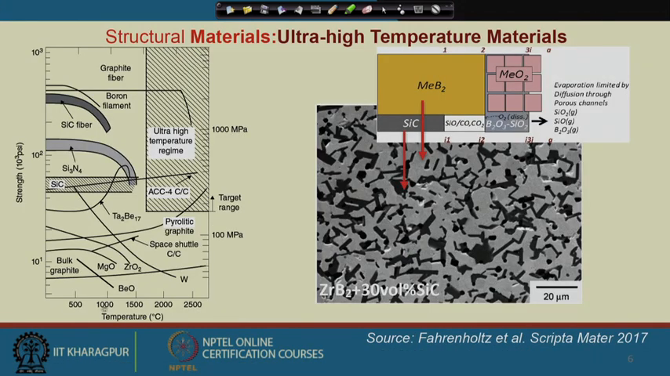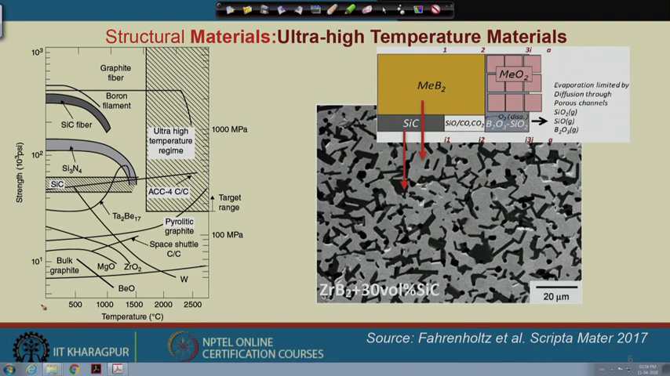So, the same plot is shown here from the last slide, and as we discussed, this is the domain of development for ultra high temperature materials, and these are mostly ceramic, so that it can withstand at least 1000 or 2000 or 3000 megapascal strength in this temperature range. One very nice example is zirconium diboride with silicon carbide composite. In this particular microstructure you can see there are two phases. The dark phase is silicon carbide and the gray phase is basically zirconium diboride.